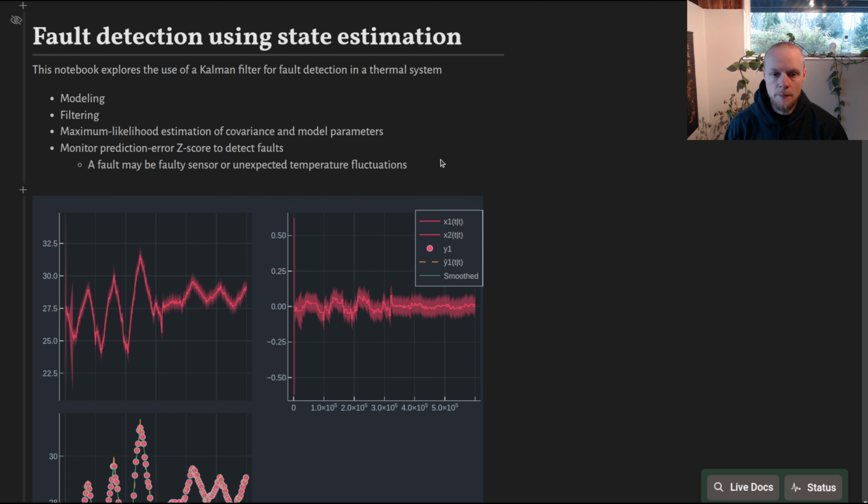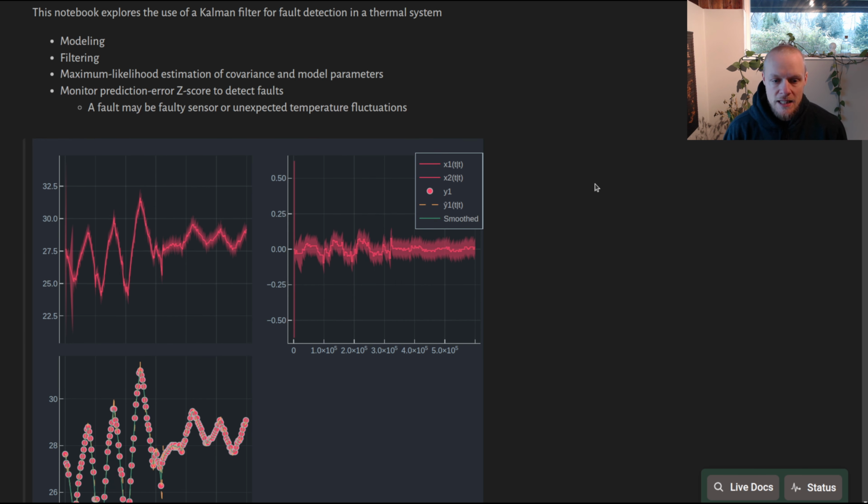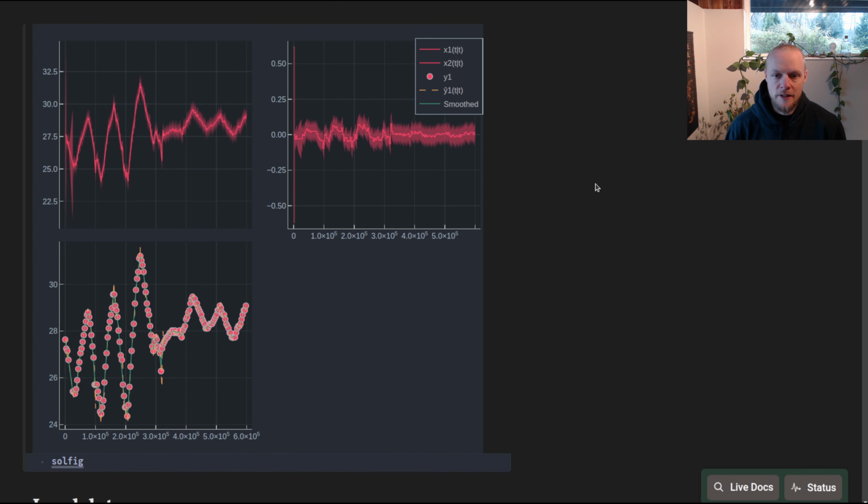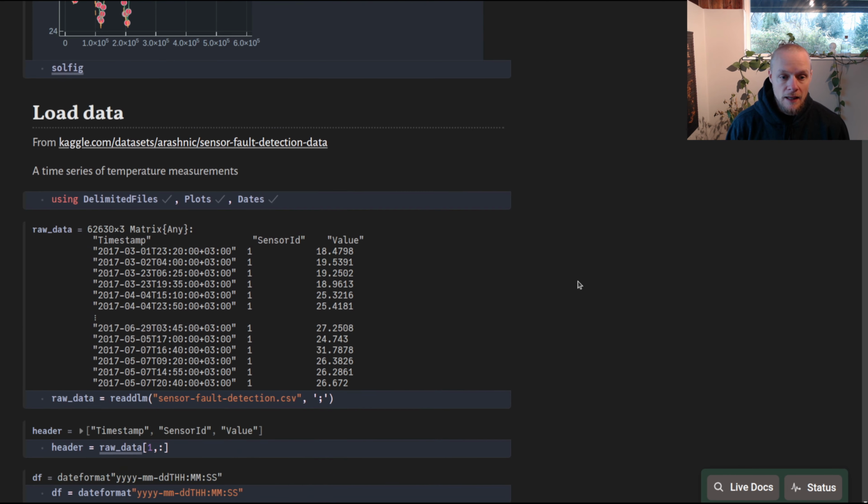Maybe it gives a corrupt reading. Or maybe there is just an unexpected temperature fluctuation that we wouldn't really expect to see under our model, and we will treat that also as a fault. So we will look at plots that look like this one here today, and I will describe exactly what we see here in more detail later. But we have some state we're estimating, 2 state variables here on top, and we have some measurements and some predictions by the model in the plot below. So this is just as a teaser for now.